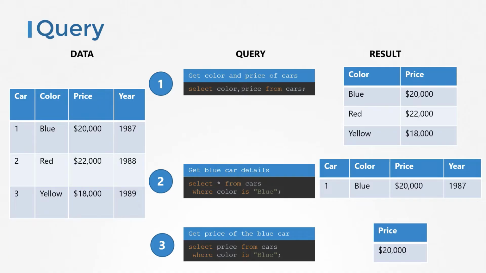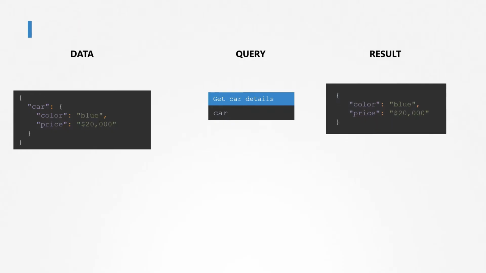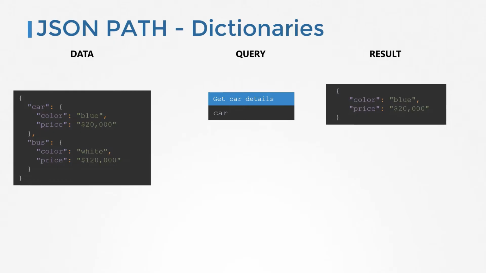data. Similarly, in the JSON world, JSON path is a query language that when applied to a given JSON dataset gets you results that are a subset of that data. For example, in this data that represents the color and price of a car, use the query car to get the color and price of it. Say for example, we have information about a bus as well. To retrieve details about the bus, use the query bus.